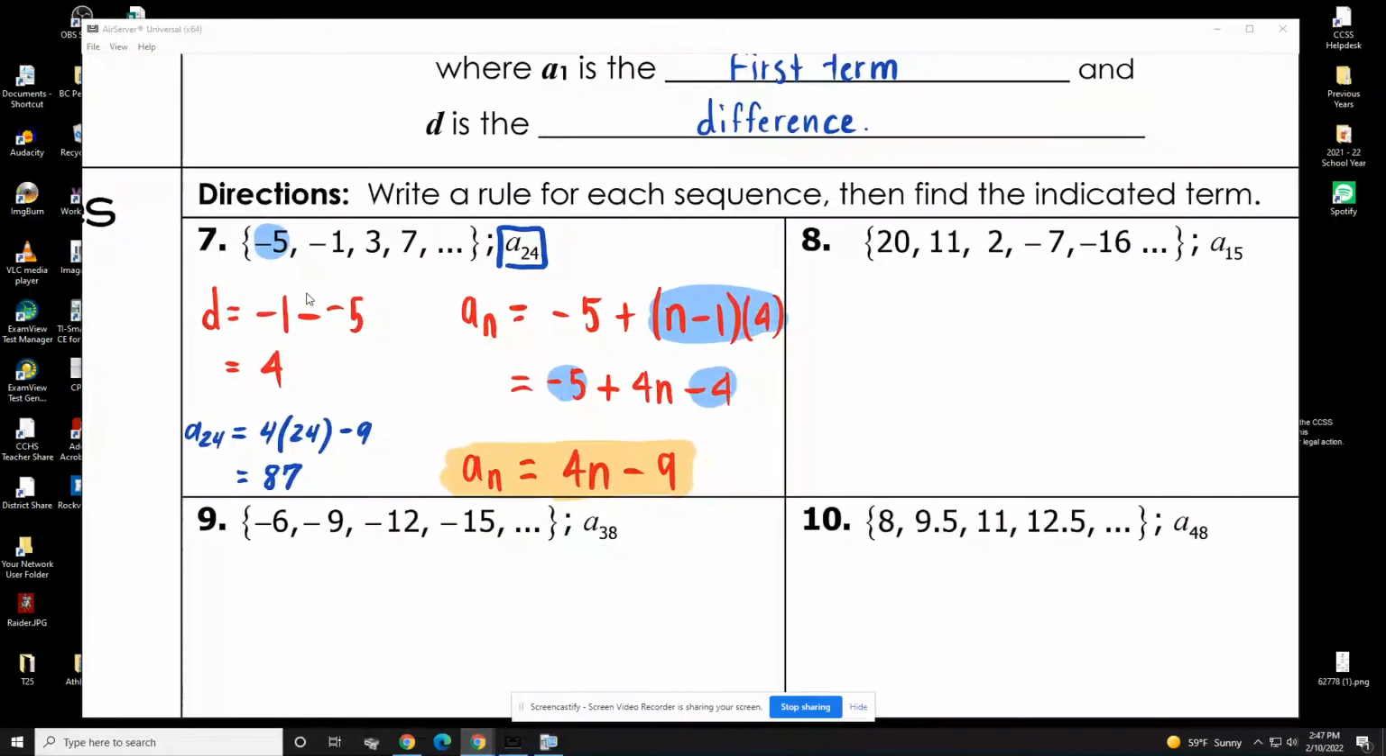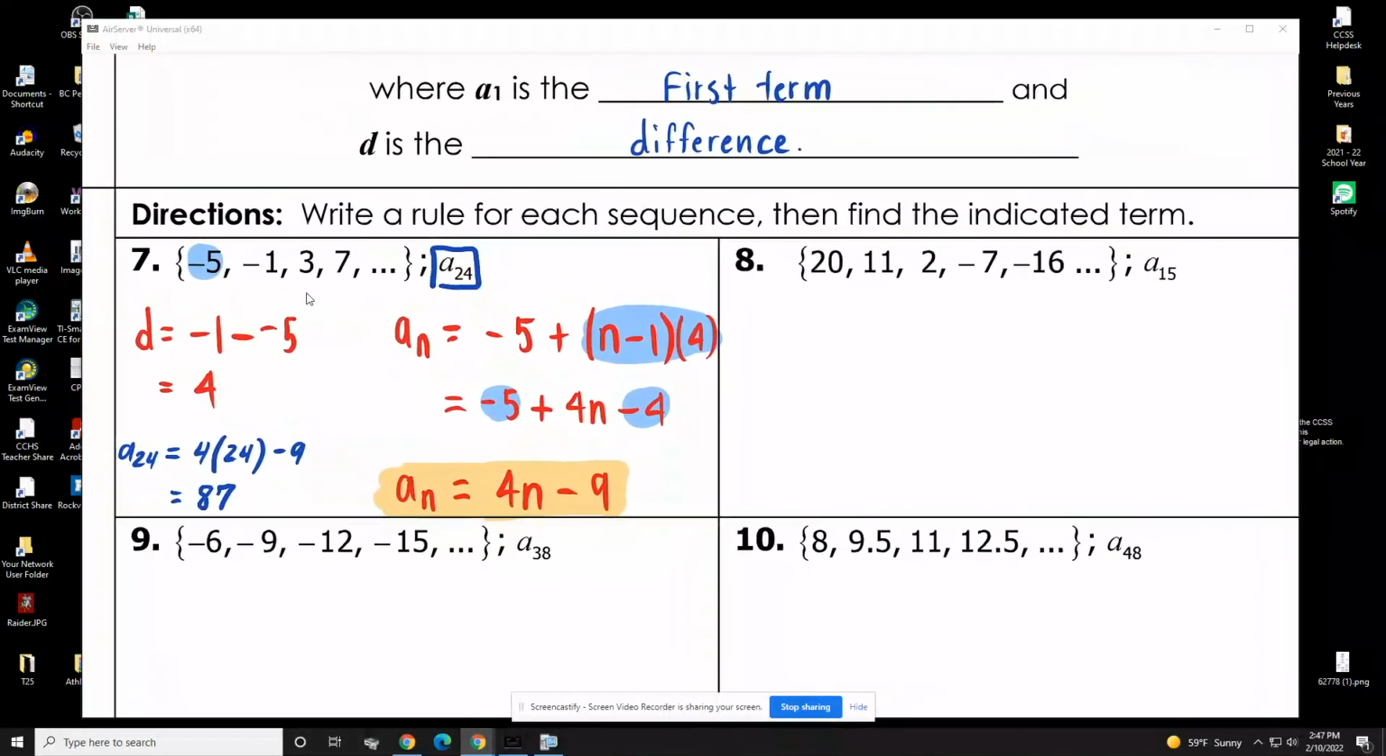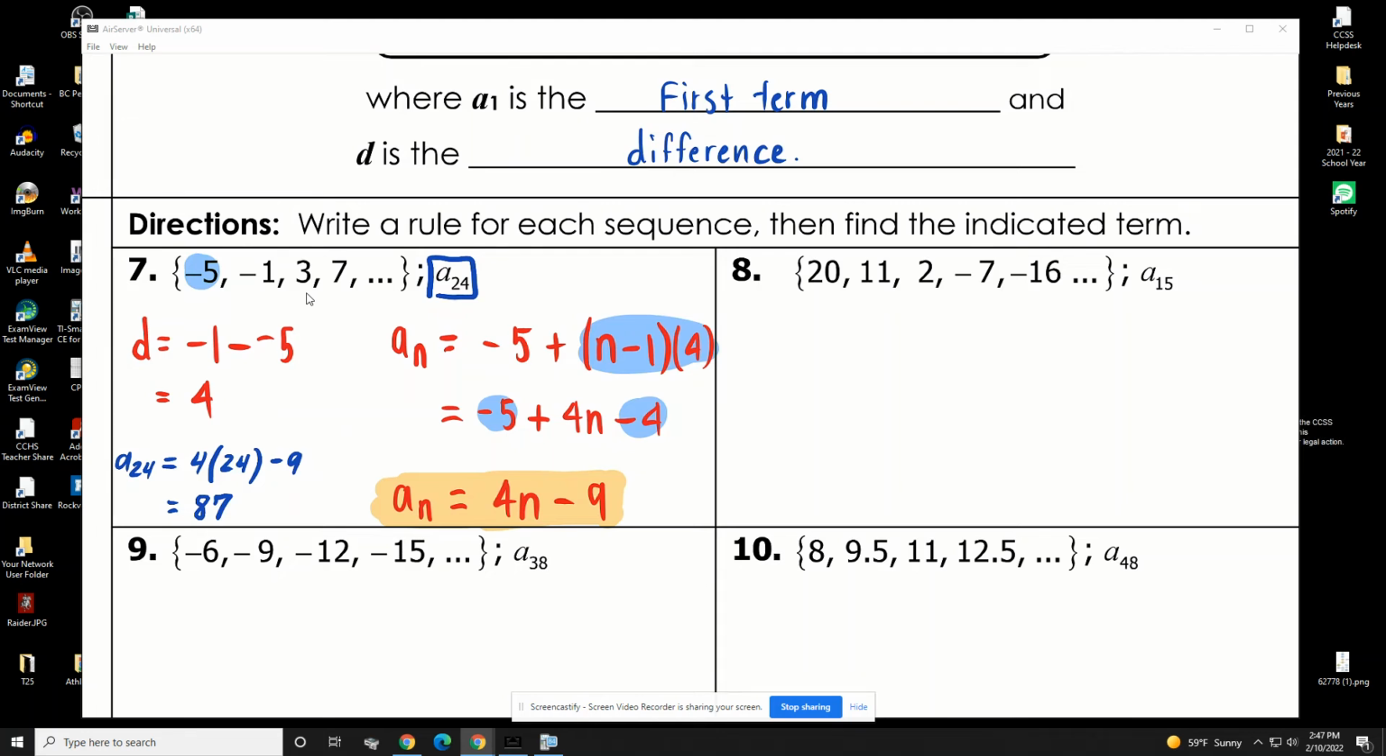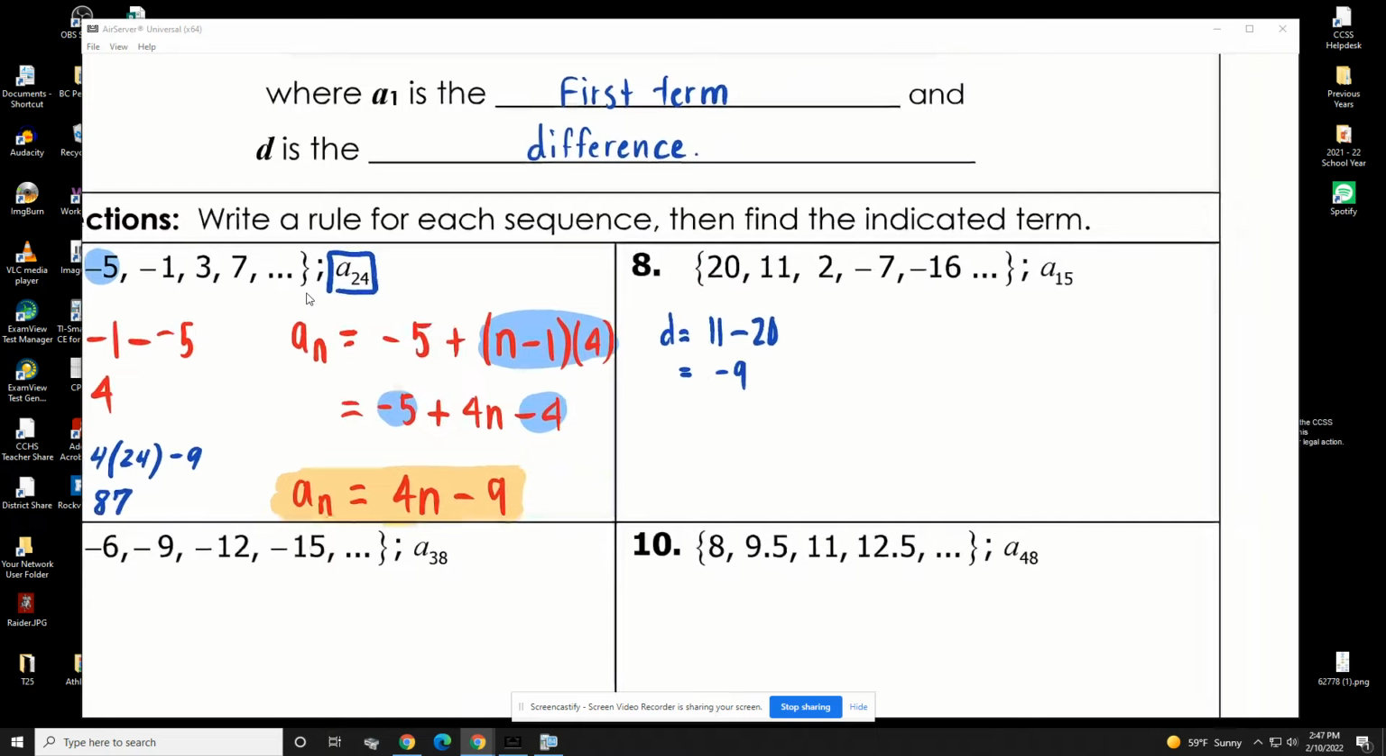Pretty simple, right? Let's look over here at number 8. I'm going to leave that over there in case you didn't quite have it all typed up. Remember, just like the instructions on the last one, they're telling me, hey, this is a sequence. So let's find the common difference. Second term, 11, minus first term, 20. 11 minus 20 is negative 9. So there's my common difference. So here we are, ready to write our equation.